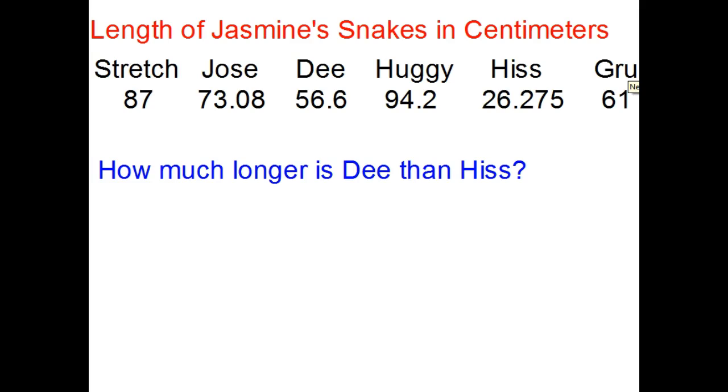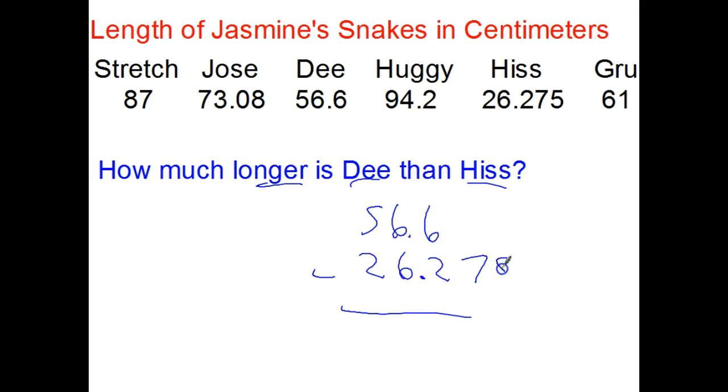Last one, you try it out. Longer means I want to subtract. D is bigger than his. So put the 56.6 on top. His is 26.275. I have to add 2 zeros because there's nothing up there.